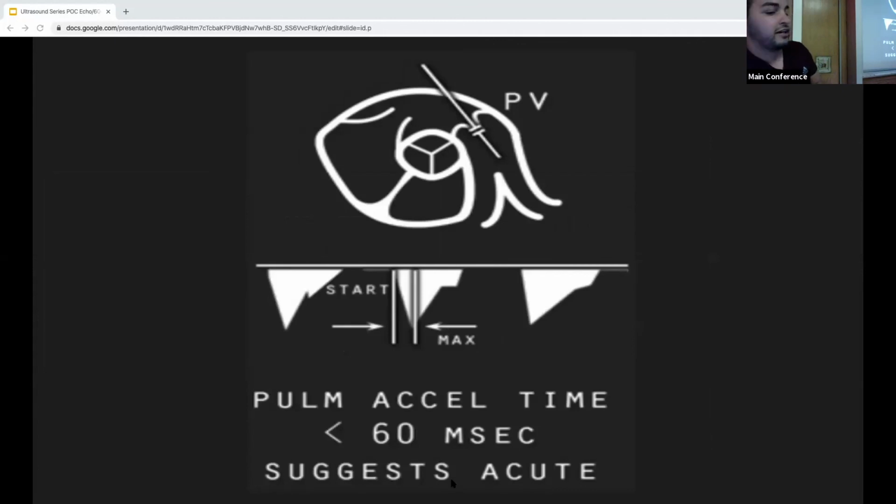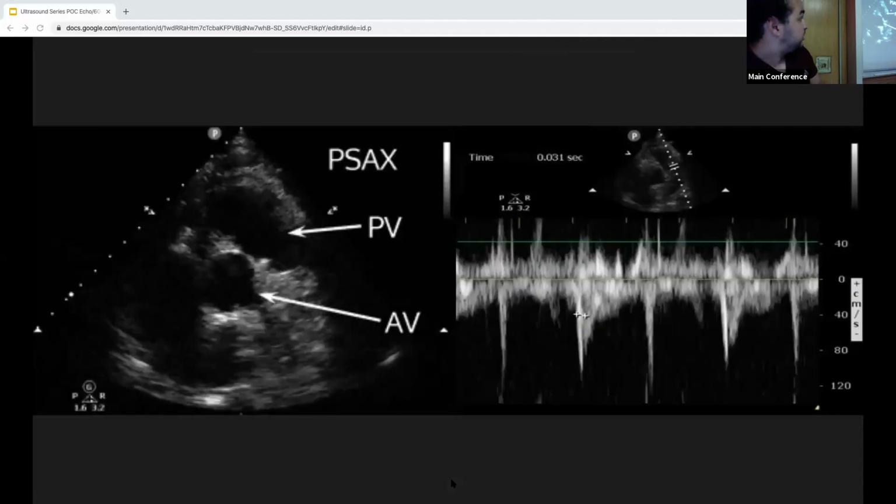So for the last measurement, there's no math in this one. You're just calculating your pulmonary acceleration time. The hard part with this measurement is actually getting your view. This isn't one of our typical views. This is a view of the pulmonic valve. The way to find it is after you find your parasternal short axis view, you want to just either fan towards their right shoulder or just move one rib space up, and you should get a view that looks like this.